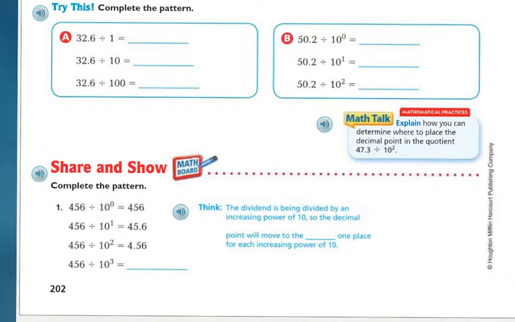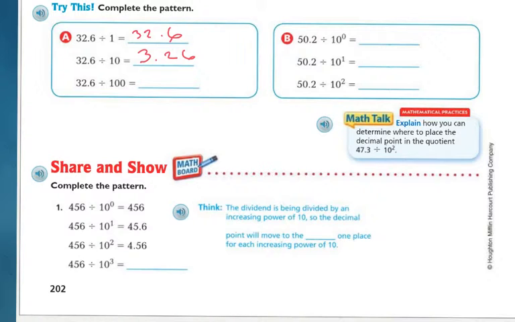Okay, so let's complete the pattern. So we have 32 and 6/10 divided by 1, which is going to be 32 and 6/10. Then we have 32 divided by 10, so I'm going to move my decimal over 1, so it's going to be 3.26, or 3 and 26/100.